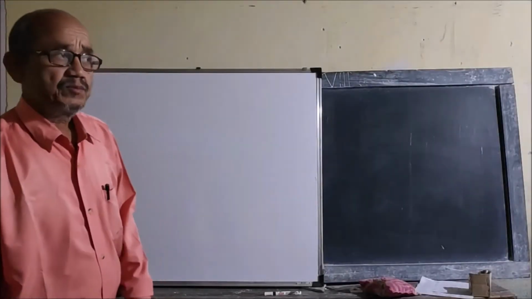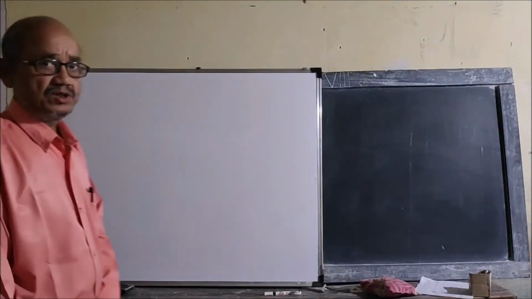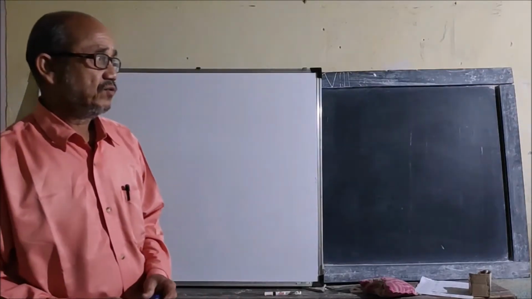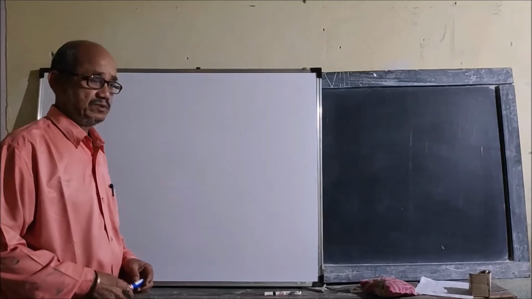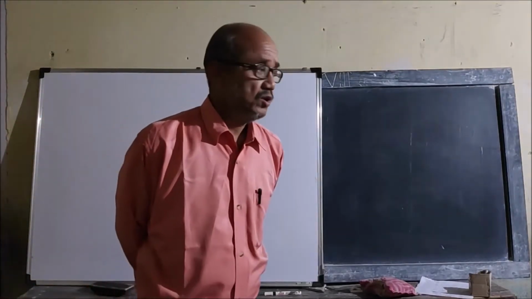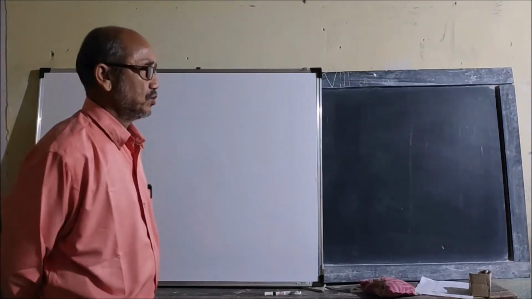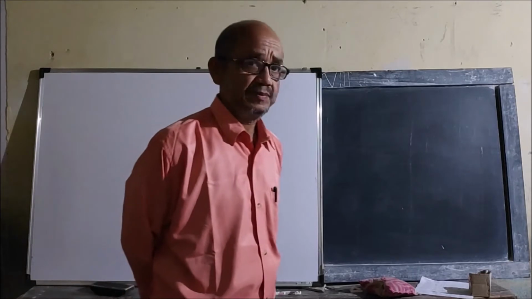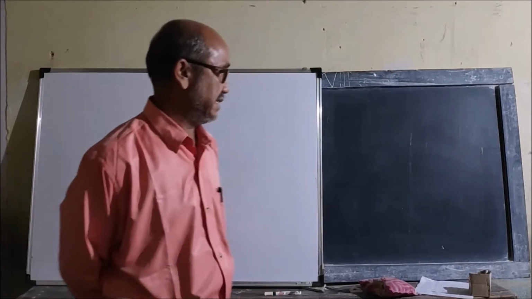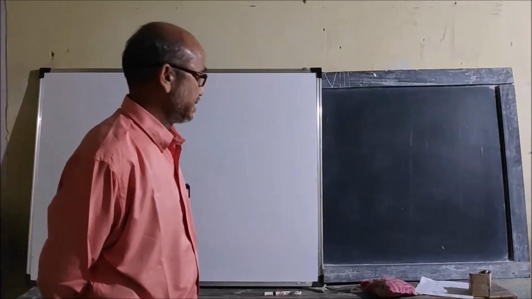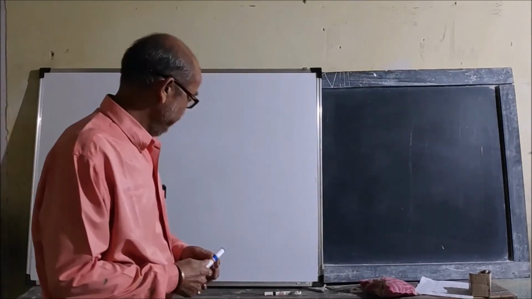Today I am going to discuss science. The topic is how to write the chemical formula of a compound. Now, to write the chemical formula of a compound, we have to write the symbol and the valences of the elements. That means we have to learn the symbol and valences of the elements.